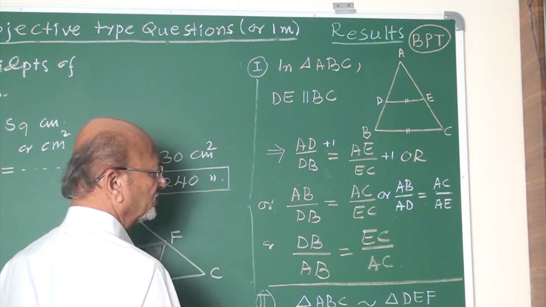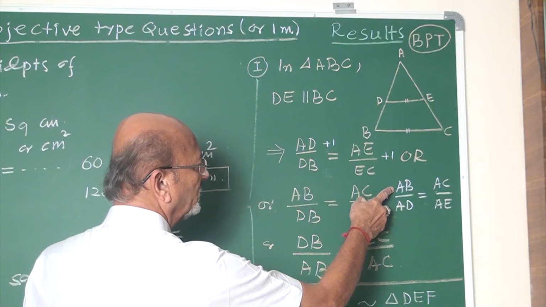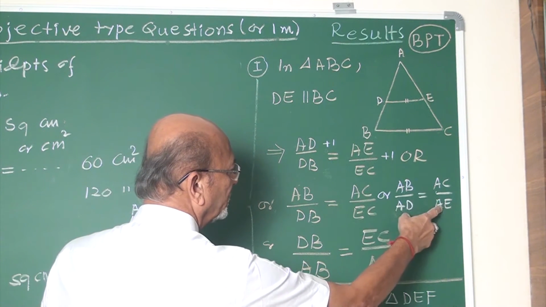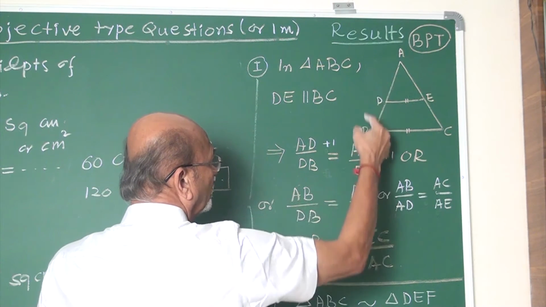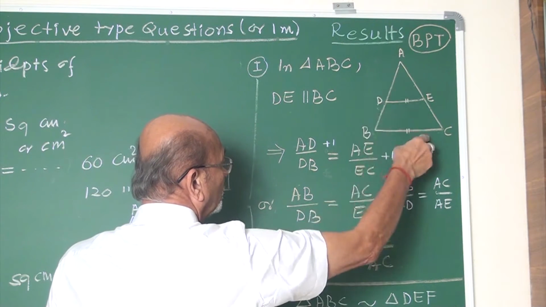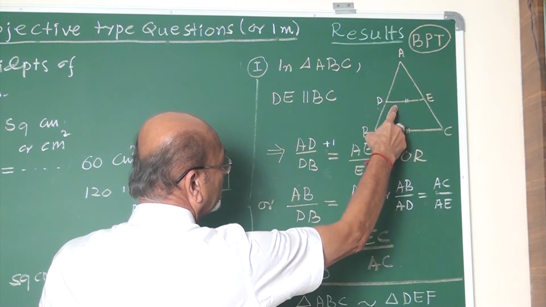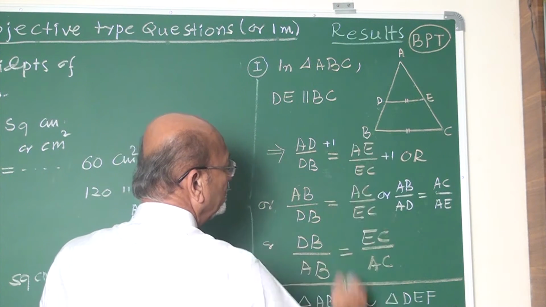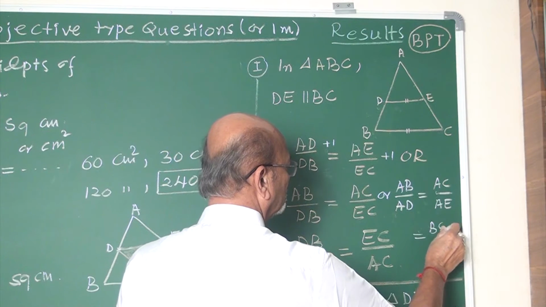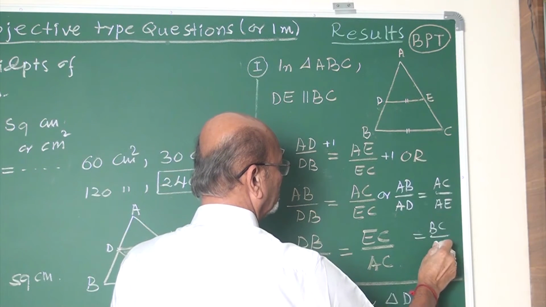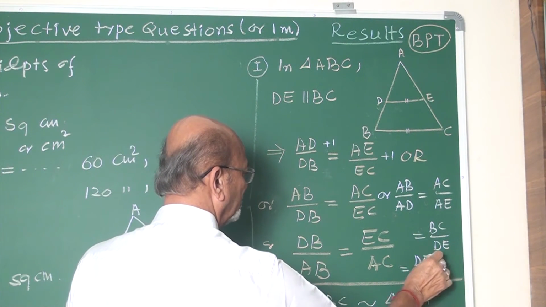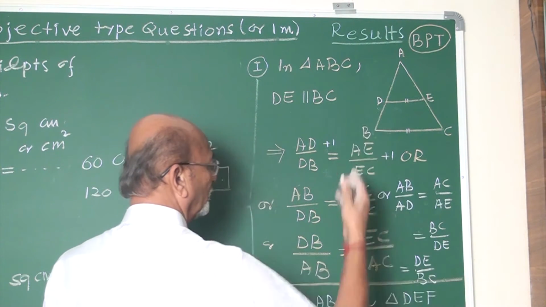Again, if you take the reciprocal, what is it? AD upon AB equal to AE upon AC. Or AB upon AD equal to AC upon AE. And one more is DE upon BC, or BC upon DE. If you write in this sense, it is DE upon BC, all three proportional, my friends.